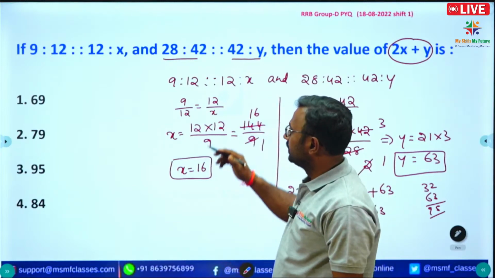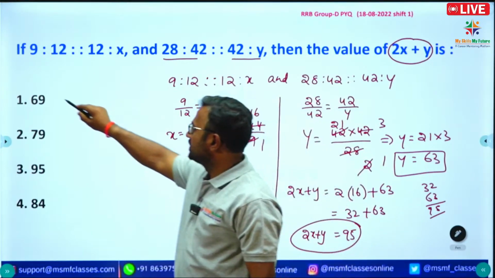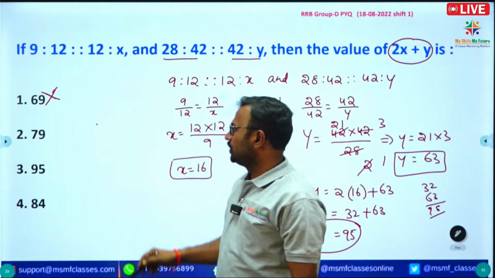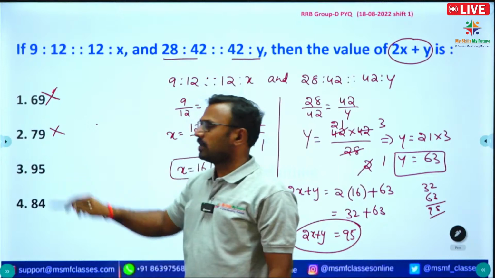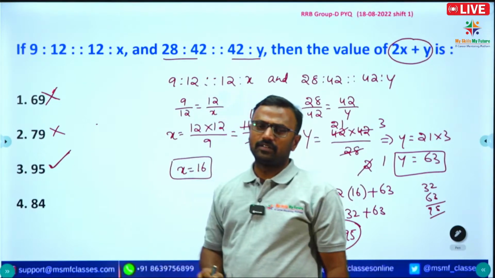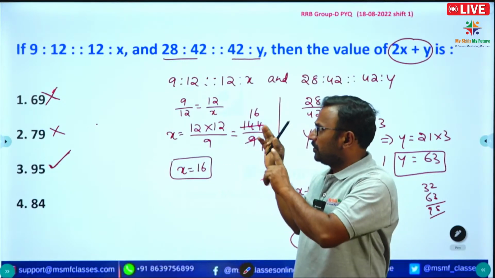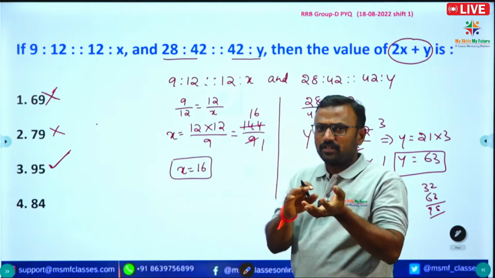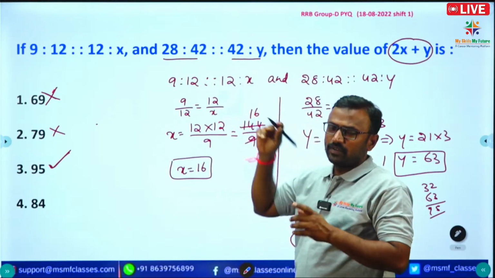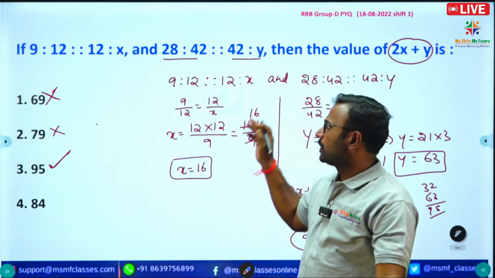Okay, right. So see the option 1, 69 is not correct, wrong option. Option 2, 79 is also a wrong option. See the option 3, 95 is the correct answer. So if you see our videos, the last 3 sessions of RRB Group D, we are seeing at least one question based on proportions. So focus on proportionate questions.